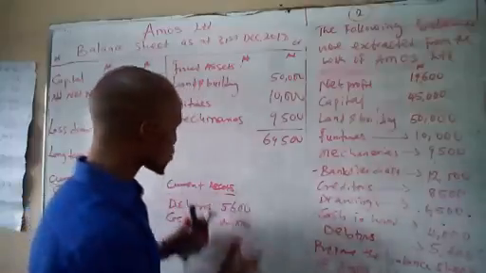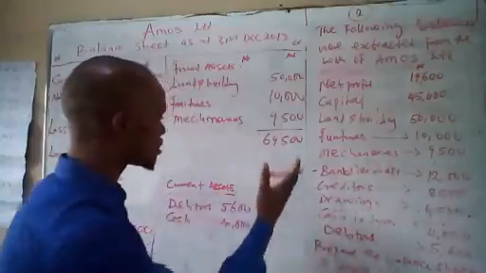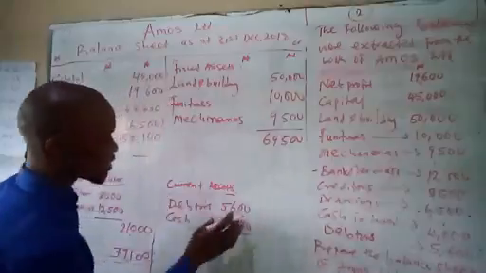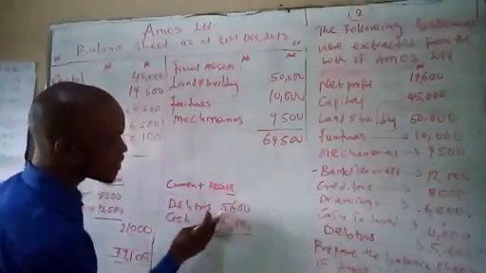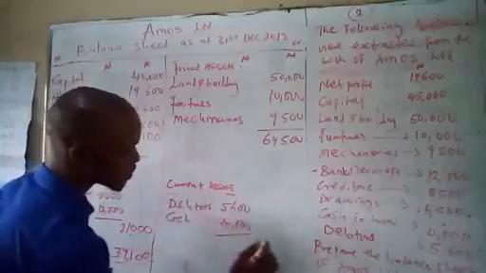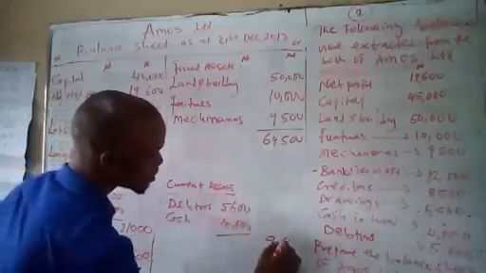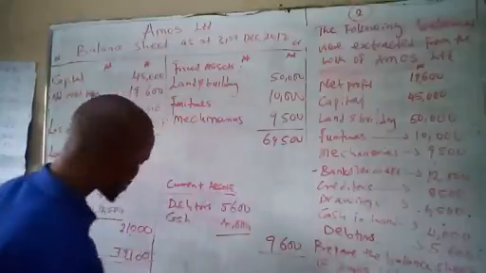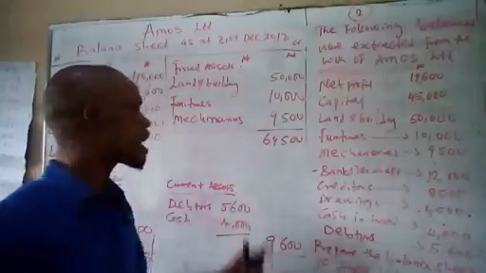Then what are you supposed to do? You add the current asset together and add it to your fixed asset. So we have 5,600 plus 4,000, we have 9,600. Now you add it together.